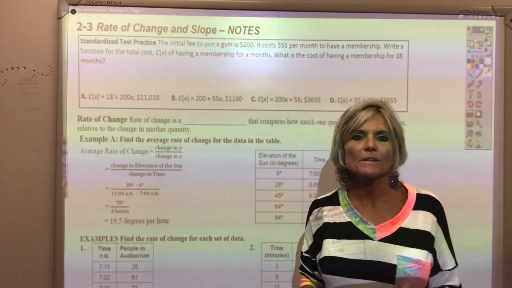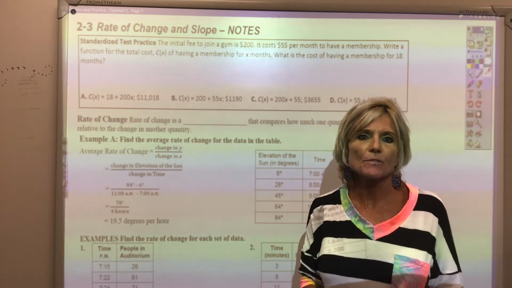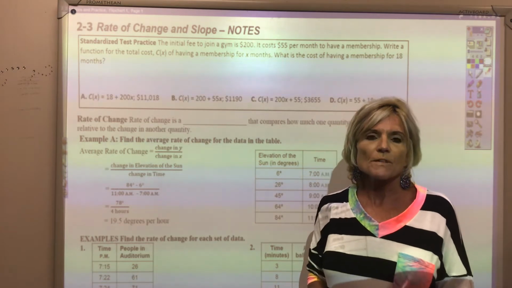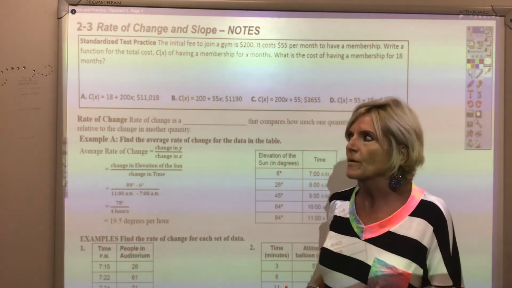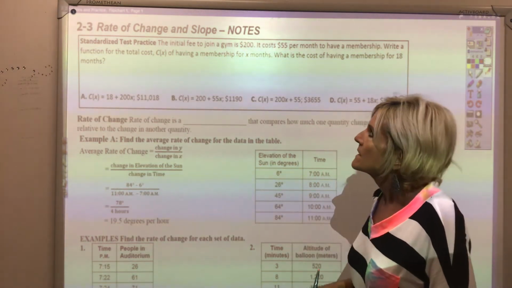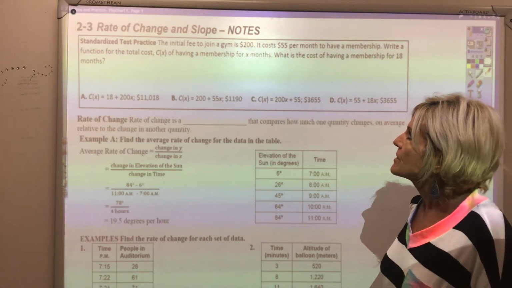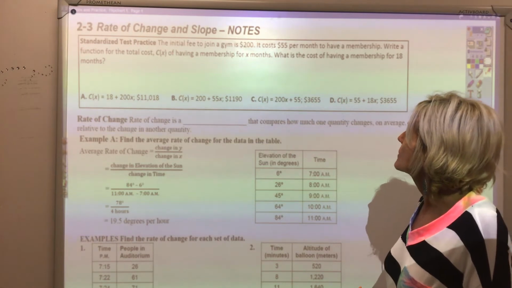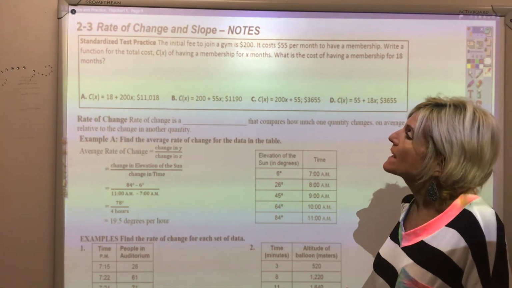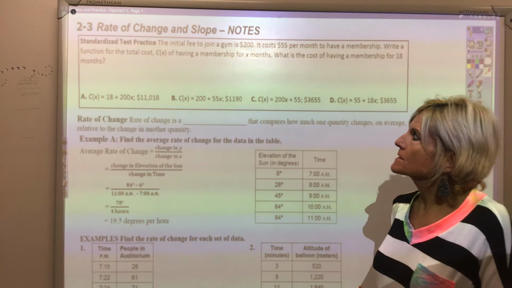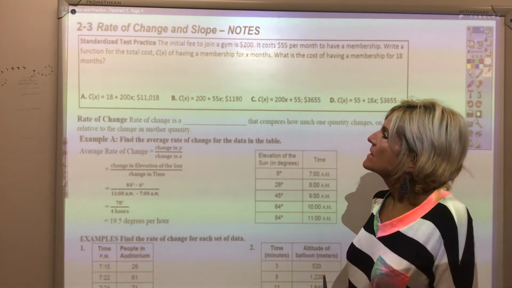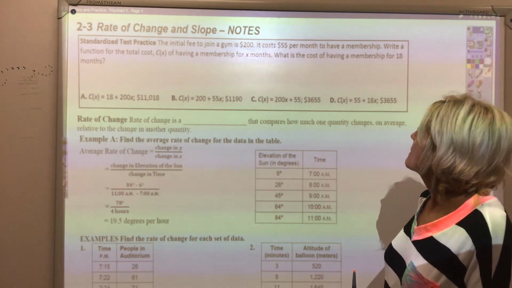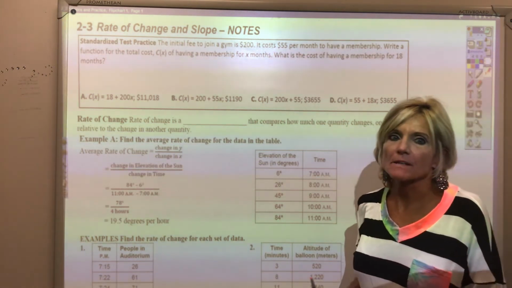Class. Today we're going to talk about section 2.3, rate of change and slope. So we'll start with our standardized test practice problem, and it reads, the initial fee to join a gym is $200. It costs $55 per month to have a membership. Write a function for the total cost, C of X, of having a membership for X months. What is the cost of having a membership for 18 months?